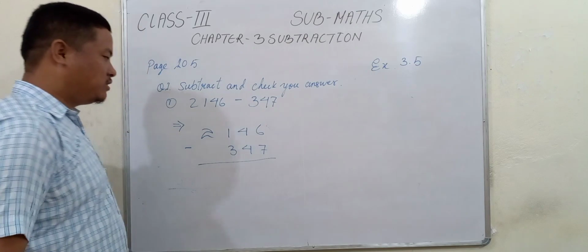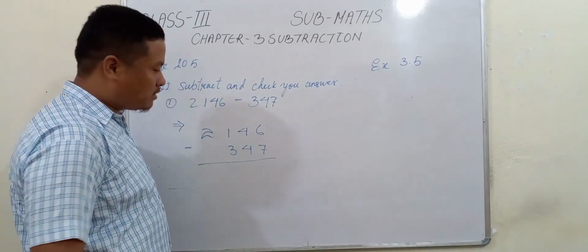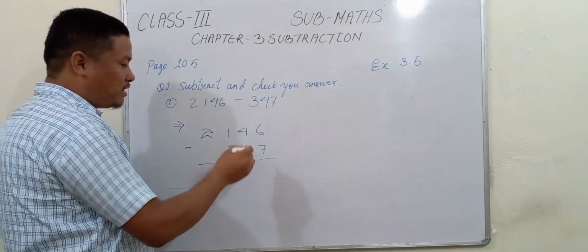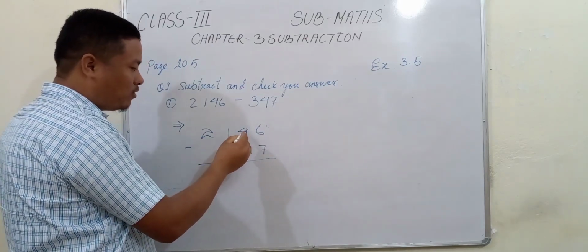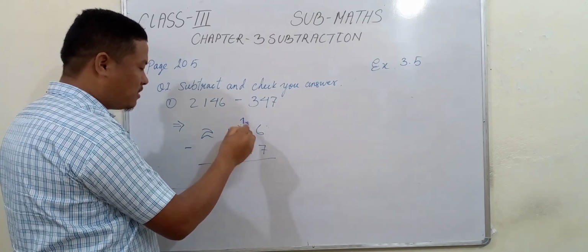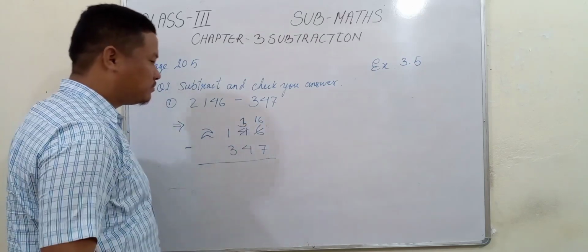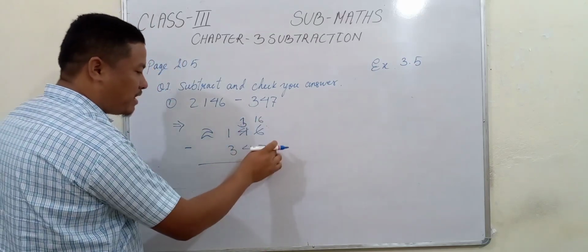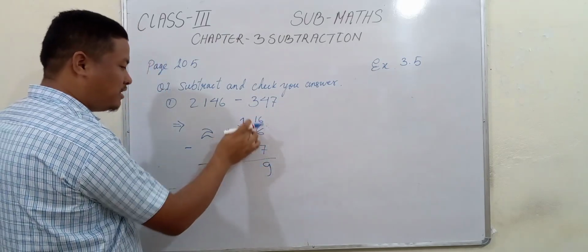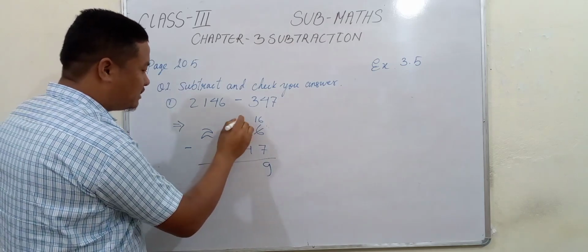Now subtract these two numbers. 6 minus 7, which is not possible because 6 is smaller than 7. So we'll take 1 ten from 4, then 4 became 3 and 6 became 16. 16 minus 7, 9. 3 minus 4, again it is not possible because 3 is smaller than 4.